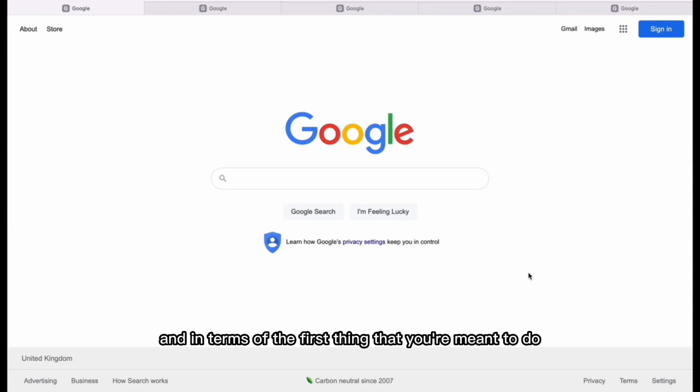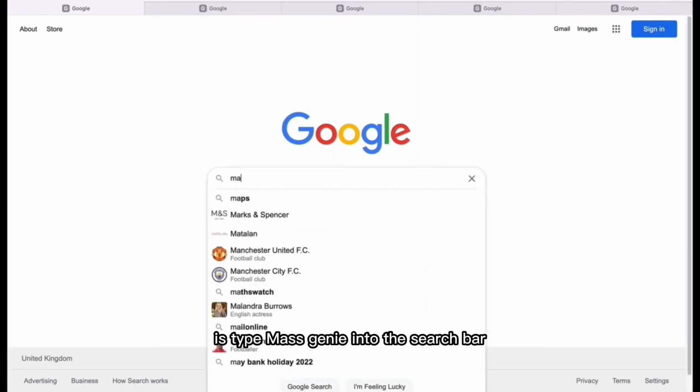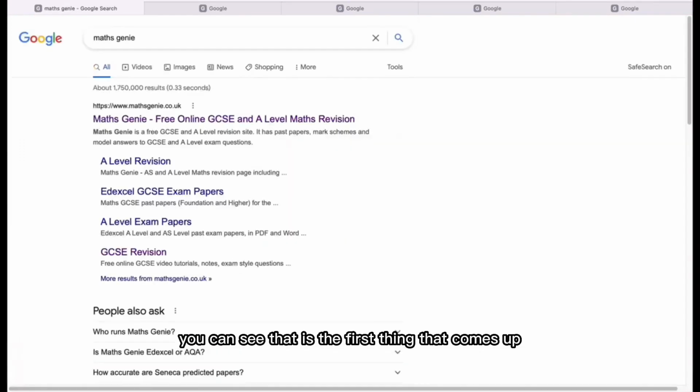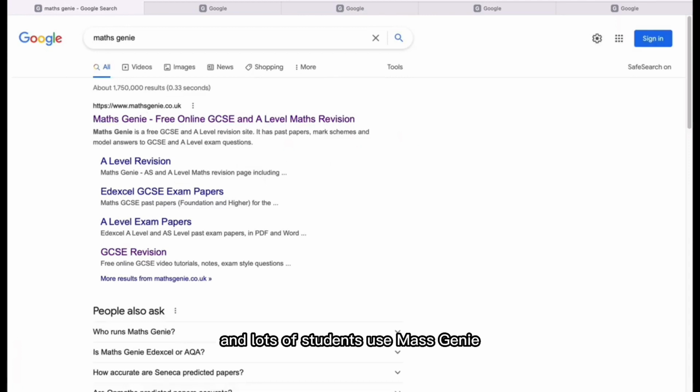And in terms of the first thing that you're meant to do, type Maths Genie into the search bar. You can see that it is the first thing that comes up. A lot of students use Maths Genie, and it's something that I recommend you use just by itself. And I had to do a re-recording, that's why these two tabs already are in purple, because I had to go into them.